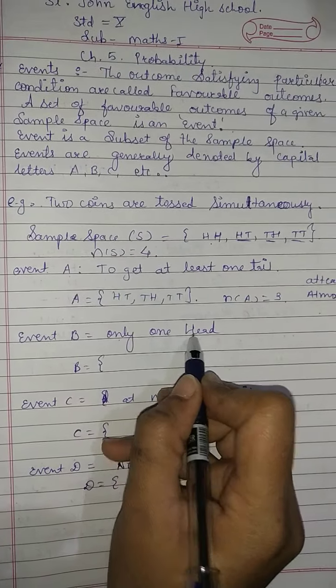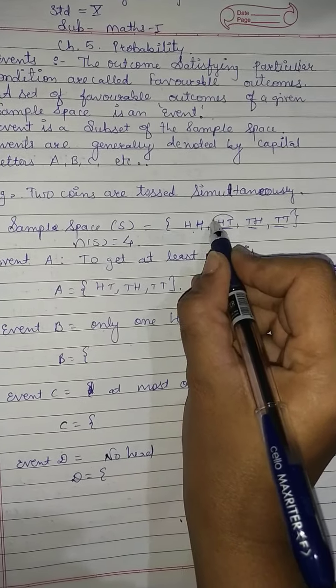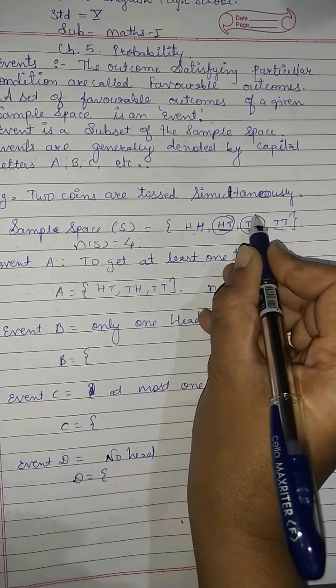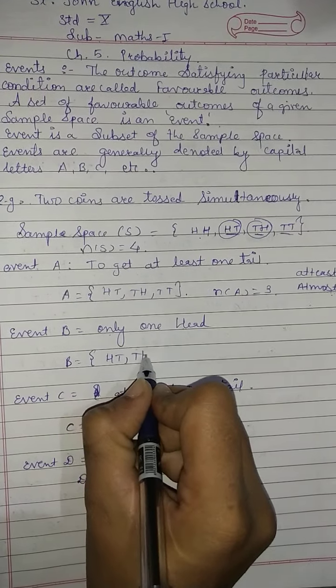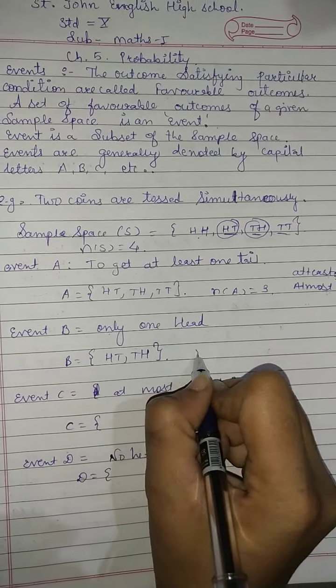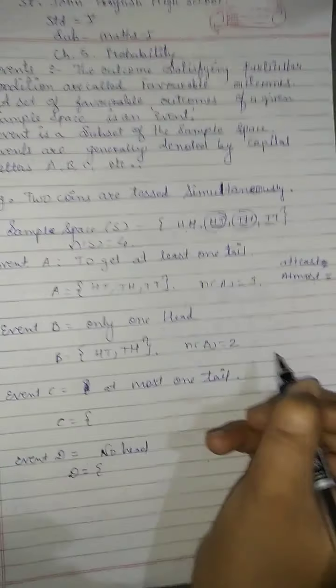Only one head, we want only one head. Here one head, one head. Okay, so HT, TH. So number of sample spaces are 2.